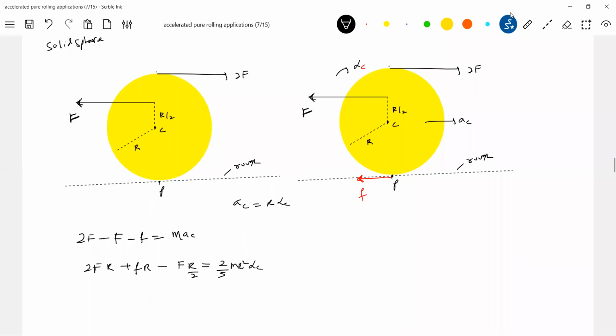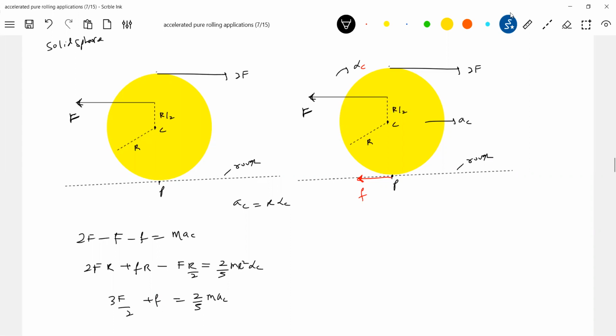So now what do we do? 2Fr minus Fr by 2 will be 3Fr by 2 plus small f r equal to 2 by 5 mr, let me take r outside, r alpha c. What can you write it as? R alpha c, and here one capital R will get eliminated. So this will become 2F by 5 mac. R alpha c I'm writing as mac.